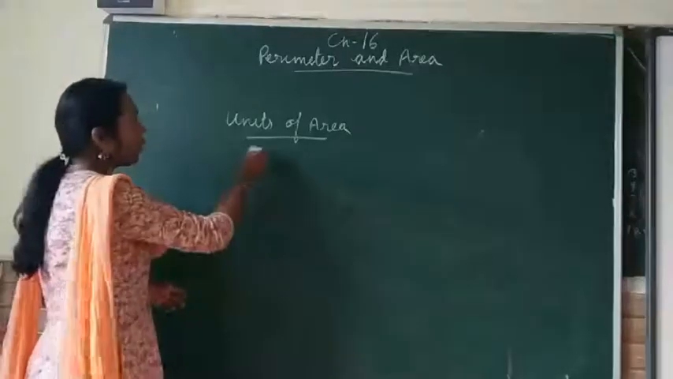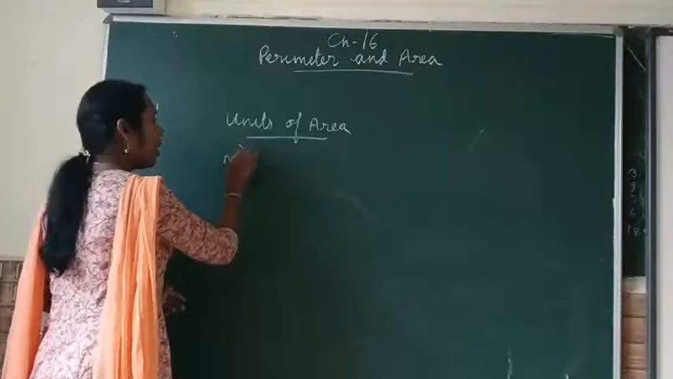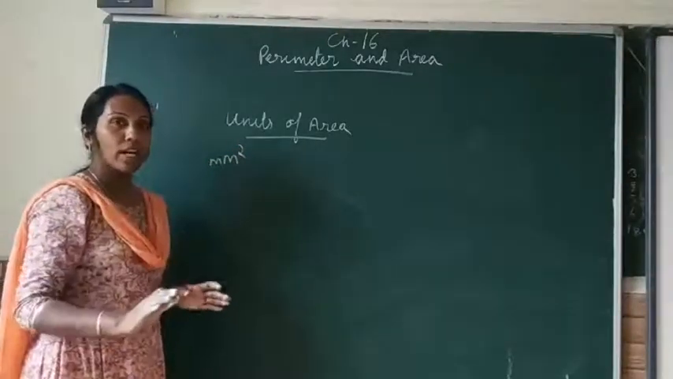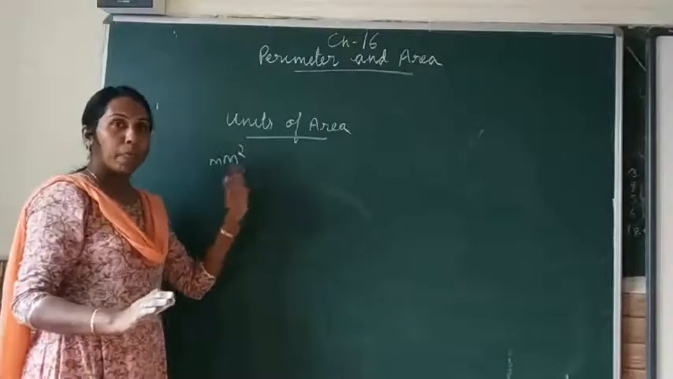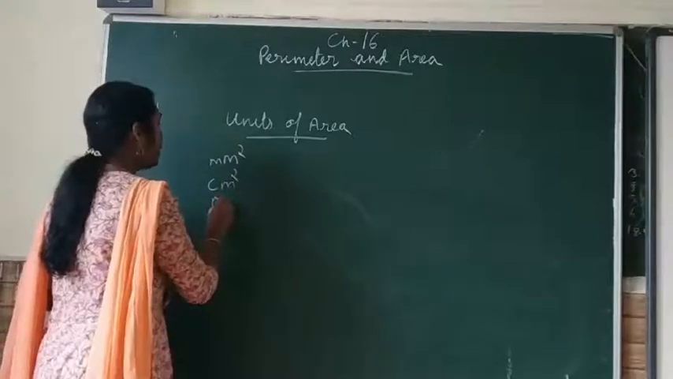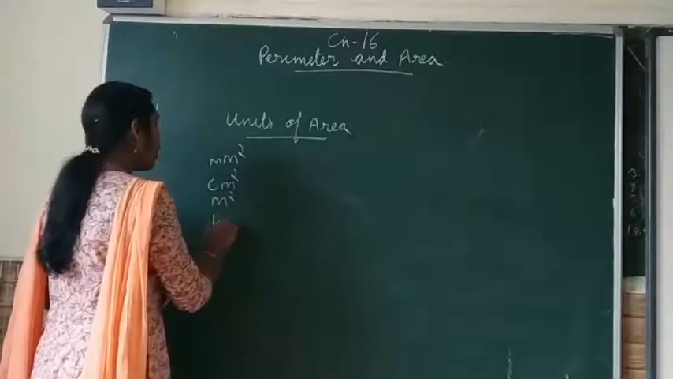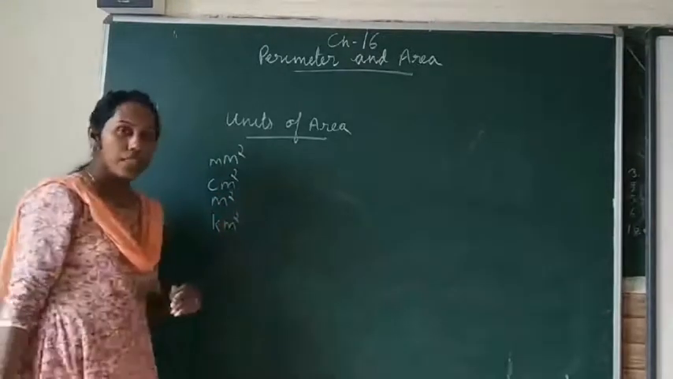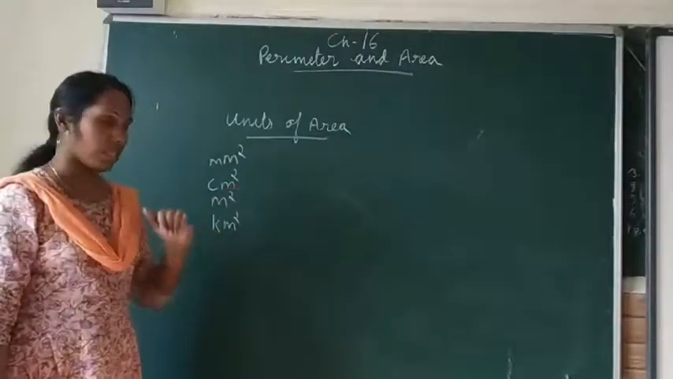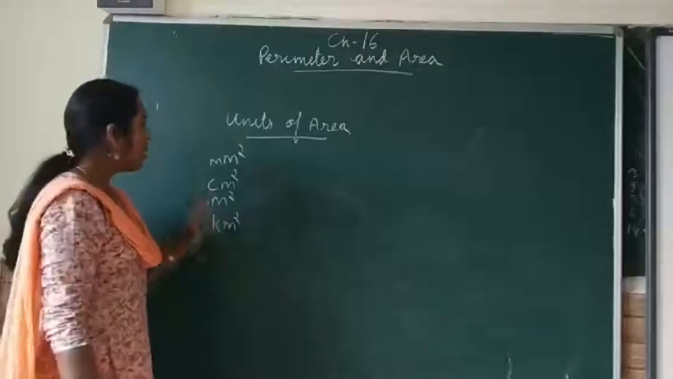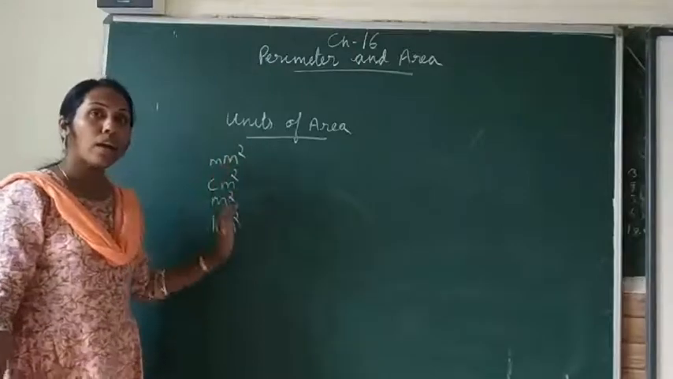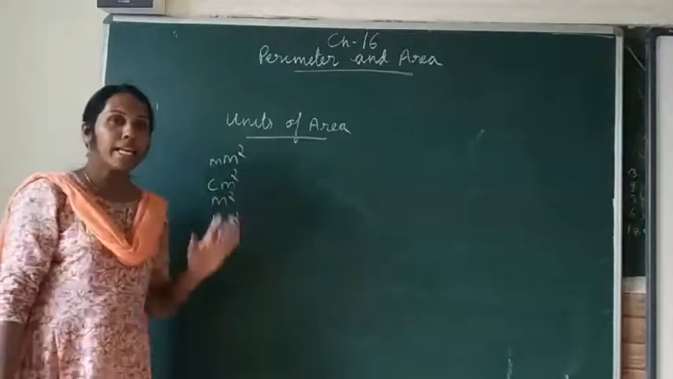So which are the units of area? It can be millimeter square. If the side units are given in millimeter, the area can be in millimeter square. Then it can be in centimeter square. It can be in meter square. It may also be in kilometer square, and all the other units whose squares are taken. It can also be in hectares or hectare. That also we will discuss.